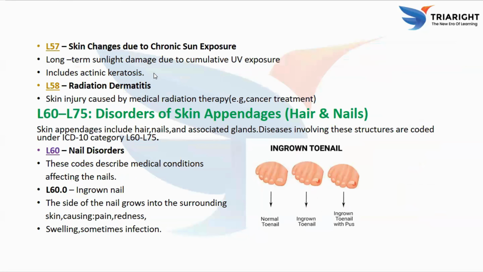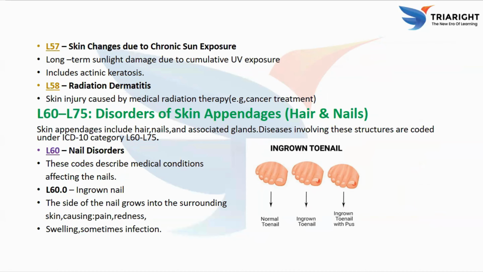Next coming to the L57 code. It is skin changes due to chronic sun exposure. Whenever skin is exposed to long-term sunlight, it damages the skin. This includes the actinic keratosis disorder. In these cases, you have to assign the L57 ICD-10-CM code.